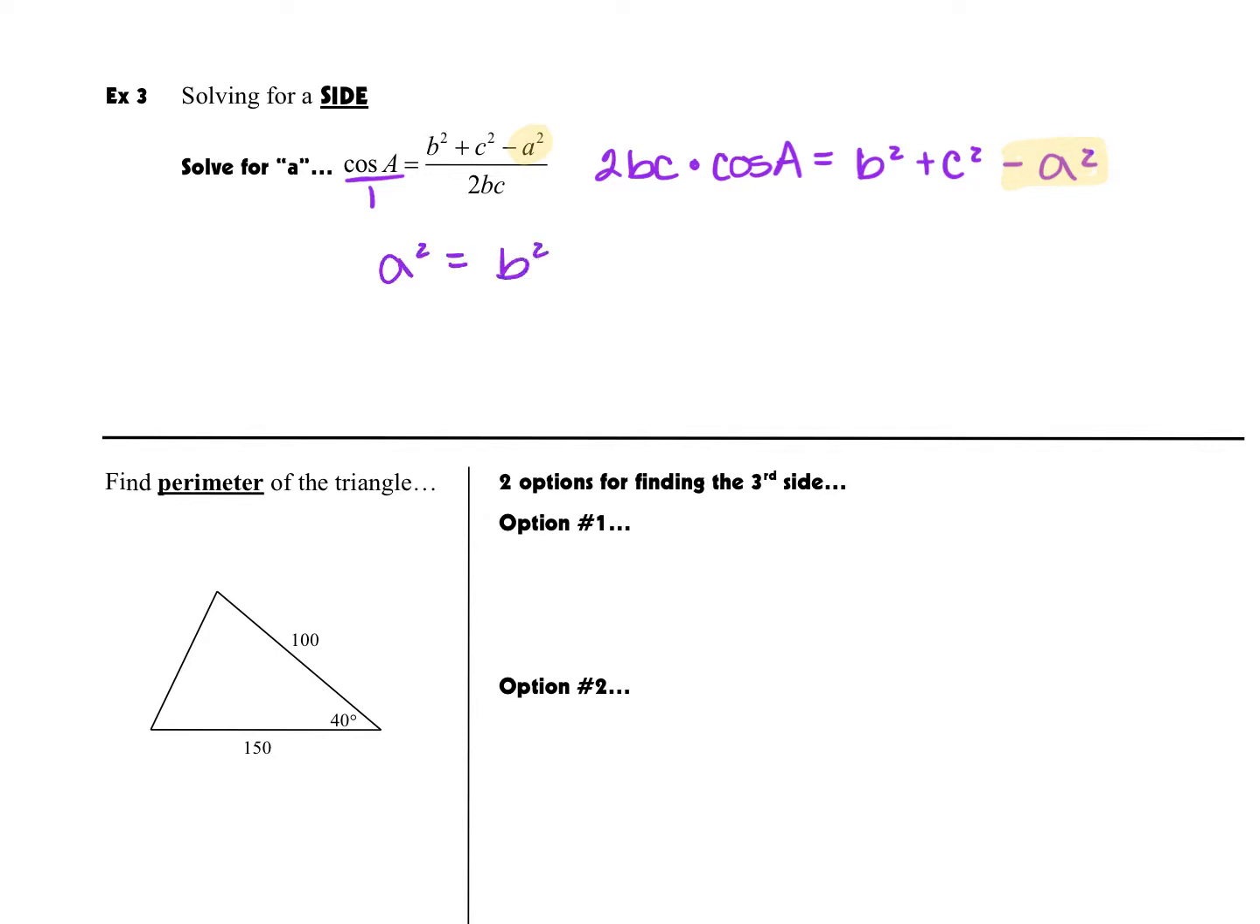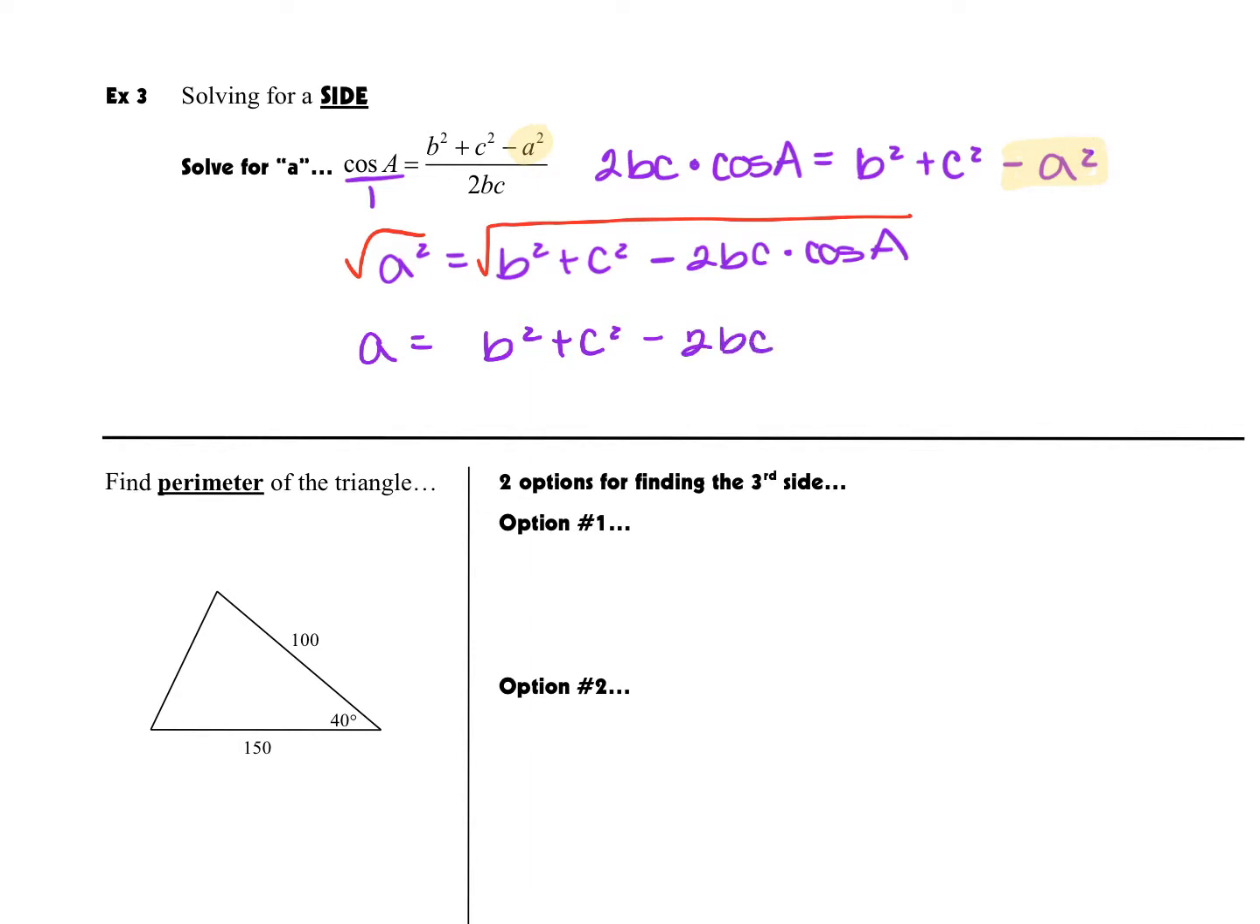And now I still have the b squared plus the c squared, but I want to subtract this entire expression from the left side. So now I'm going to say minus 2bc times cosine A. And believe it or not, we are basically now done, because if we take the square root of each side to get rid of this exponent, we now have a equals the square root of b squared plus c squared minus 2bc times cosine A, the square root of that entire thing.